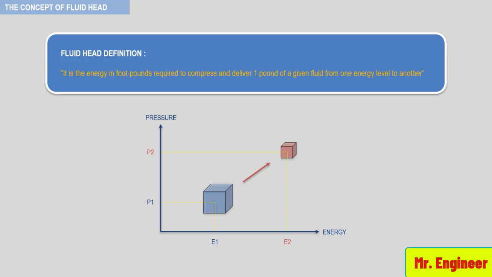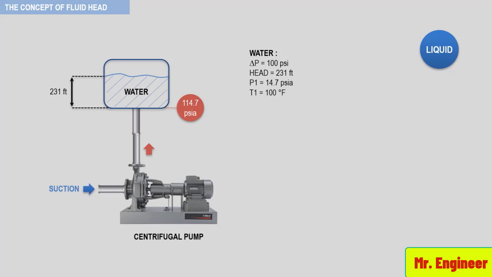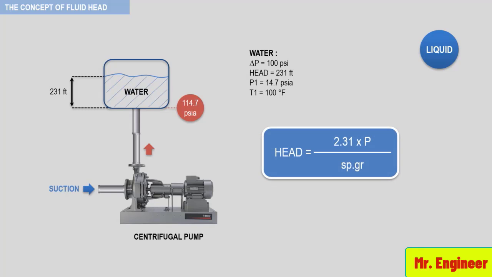The next figures I'm going to show you demonstrate how the density of a fluid significantly affects the amount of energy or head required in a compression process. In the case of a liquid like water with a density of 62.4 pounds per cubic feet, it requires only 231 feet-pound force per pound mass of water, or simply stated 231 feet of head to compress the water 100 psi. The general equation for head required by a liquid is seen here.